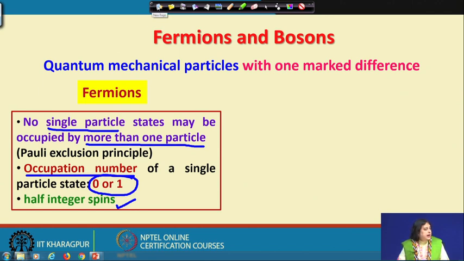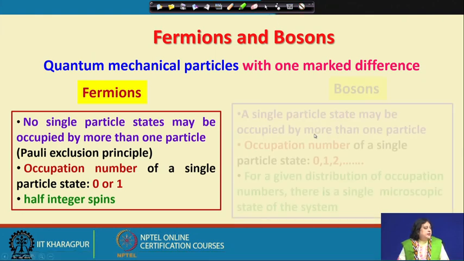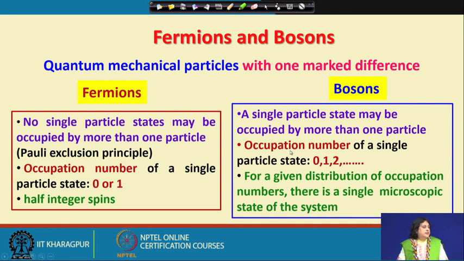Now, if I look at the contrasting definition of bosons, here also we talk about single particle states, and the difference between the fermions and the bosons is that a single particle state can be occupied by an unrestricted number of bosons.